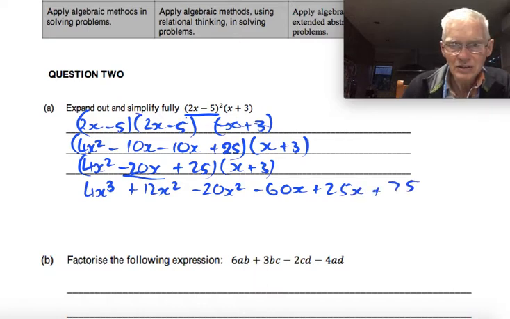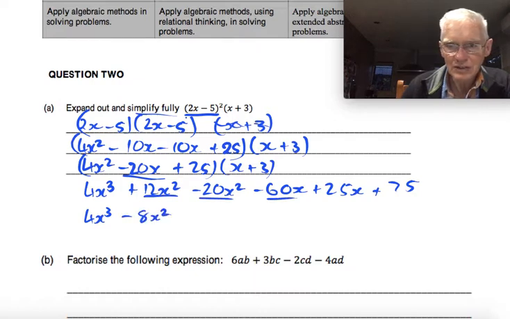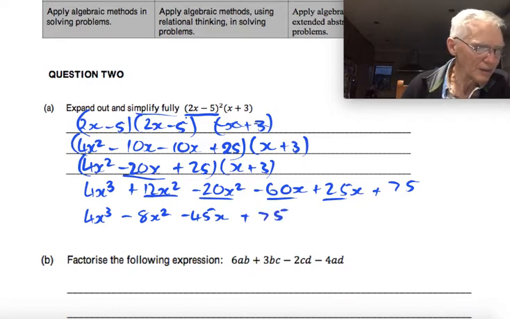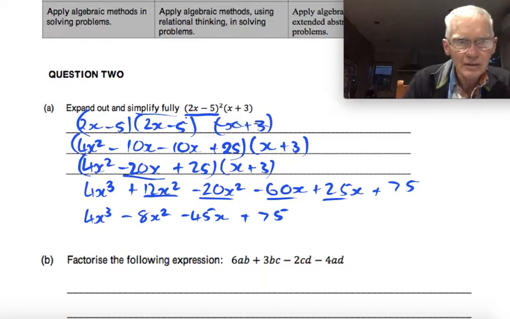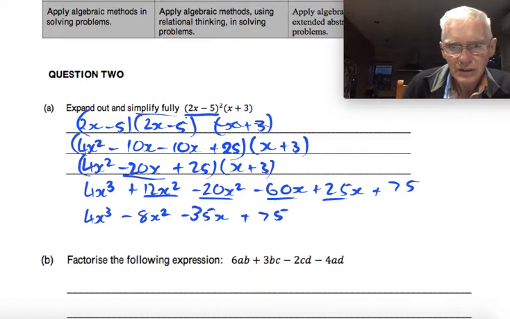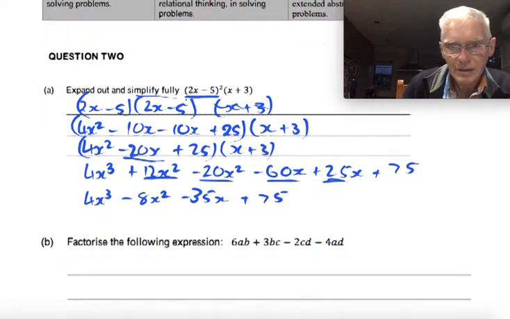Now you need to simplify fully, so we've only got one 4x cubed term, but we've got 12 minus 20 is negative 8x squared, and we've got negative 60 plus 25 is negative 45x and plus 75. So there we have the question there, and I've made a little error here somewhere, so just hold on for a second. Yep, just a little error, that was 35 there, minus 35. Negative 60 plus 25, minus 35.